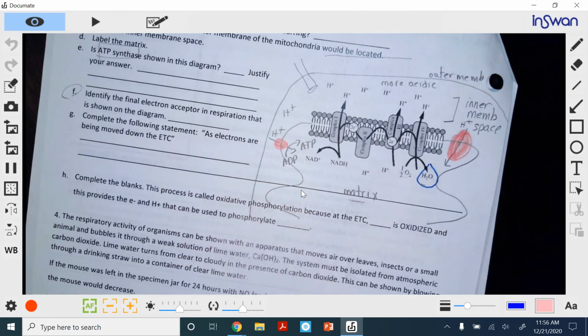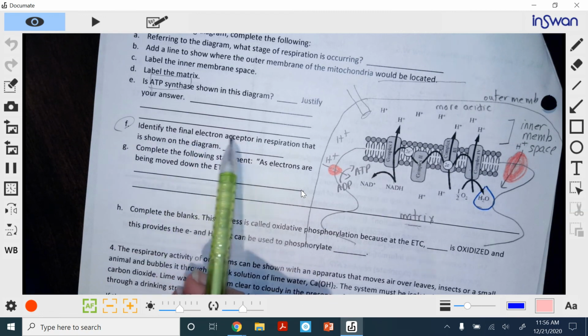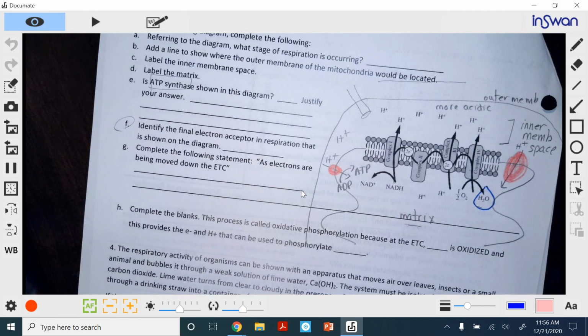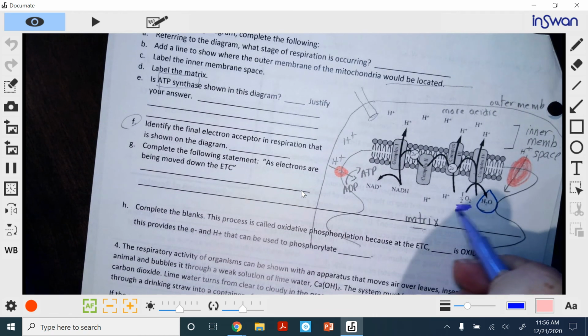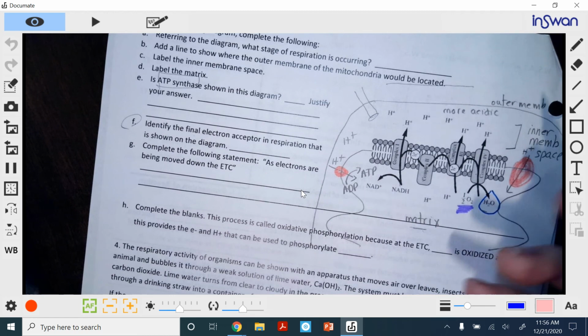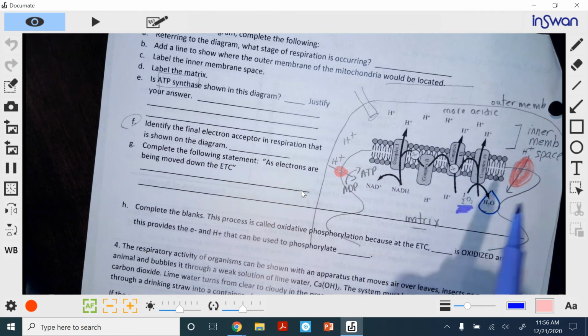So let's see if you can do this one. Expect this question always, always. Identify the final electron acceptor in respiration that is shown on the diagram. So which molecule is considered the final electron acceptor? And don't say water, because water can't take on any more electrons. It's the oxygen. This arrow is showing you electrons, so it's 2 electrons, and those electrons finally come down here to the oxygen, and then that's converted into the water.